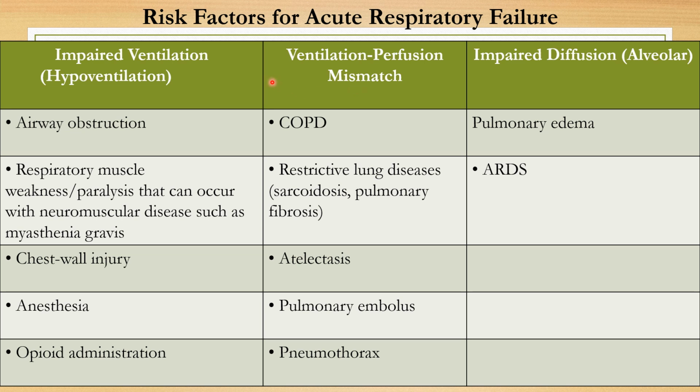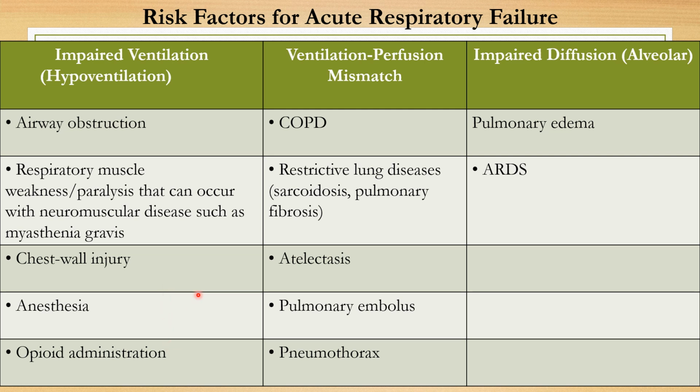The risk factors which are included in impaired ventilation or hypoventilation are airway obstruction, respiratory muscle weakness or paralysis that can occur with neuromuscular disease such as myasthenia gravis, chest wall injury, anesthesia, and opioid administration.